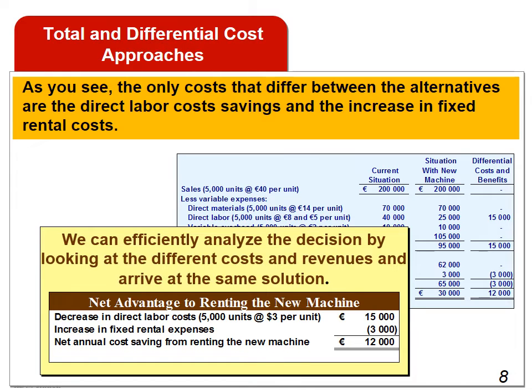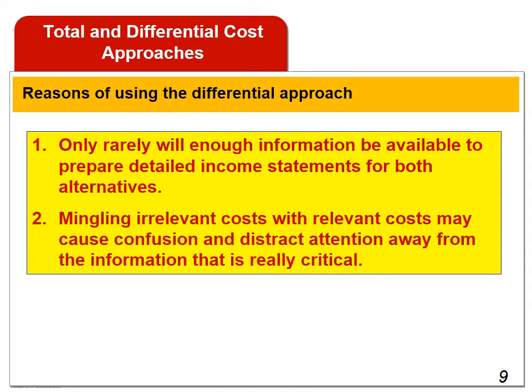The most efficient means of analyzing this decision is to use the differential approach to isolate the relevant costs and benefits as shown. Using the differential approach is desirable for 2 reasons. 1. Only rarely will enough information be available to prepare detailed income statements for both alternatives. 2. Mingling irrelevant costs with relevant costs may cause confusion and distract attention away from the information that is really critical.